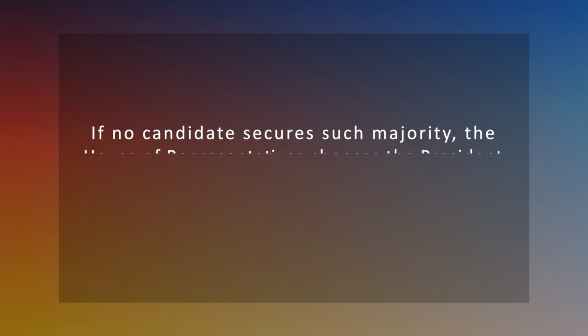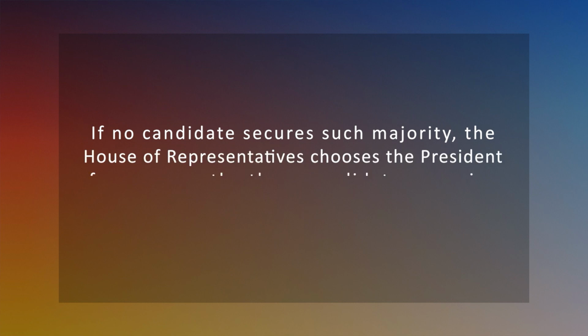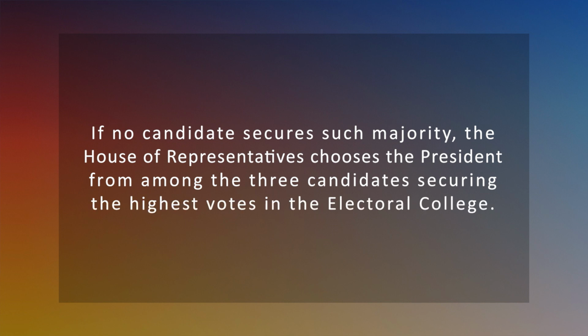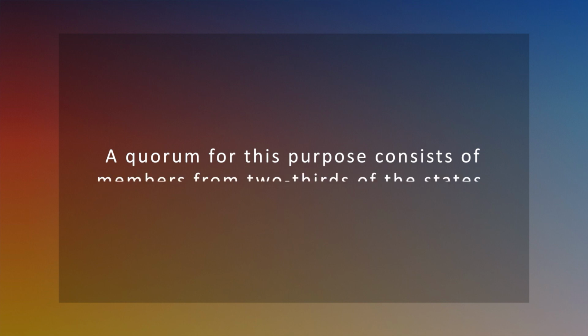A candidate, in order to win, must secure a majority of the whole number of electors appointed. If no candidate secures such a majority, the House of Representatives chooses the president from among the 3 candidates securing the highest votes in the Electoral College. The House votes by states, each state having 1 vote. A quorum for this purpose consists of members from 2/3 of the states, and a majority of all the states is necessary for election.